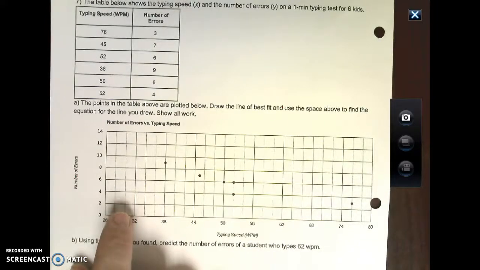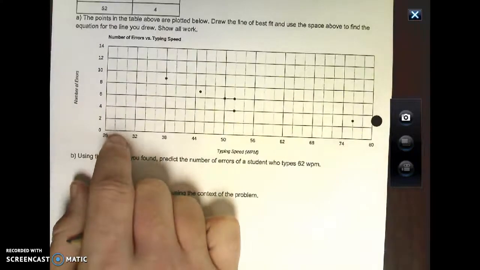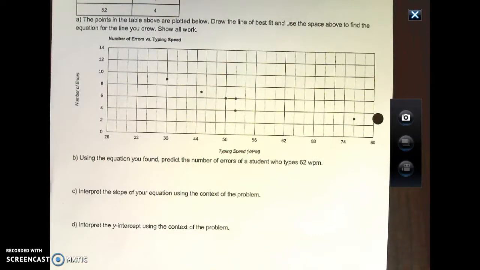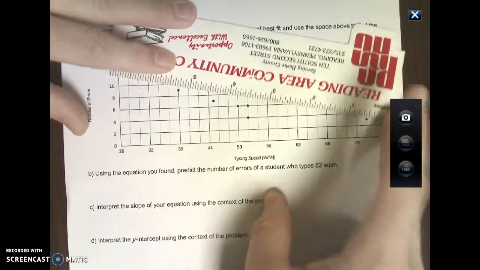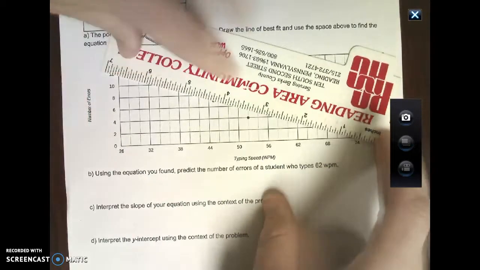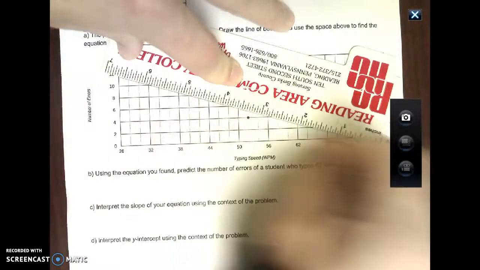Draw a line of best fit and use the space above to find the equation for the line you drew. Show all your work. Alright. Line of best fit means you are taking a ruler, and to the best of your ability, you are drawing a line through as many points as you possibly can. Are you going to get all of them? Probably not. But here's my line of best fit.